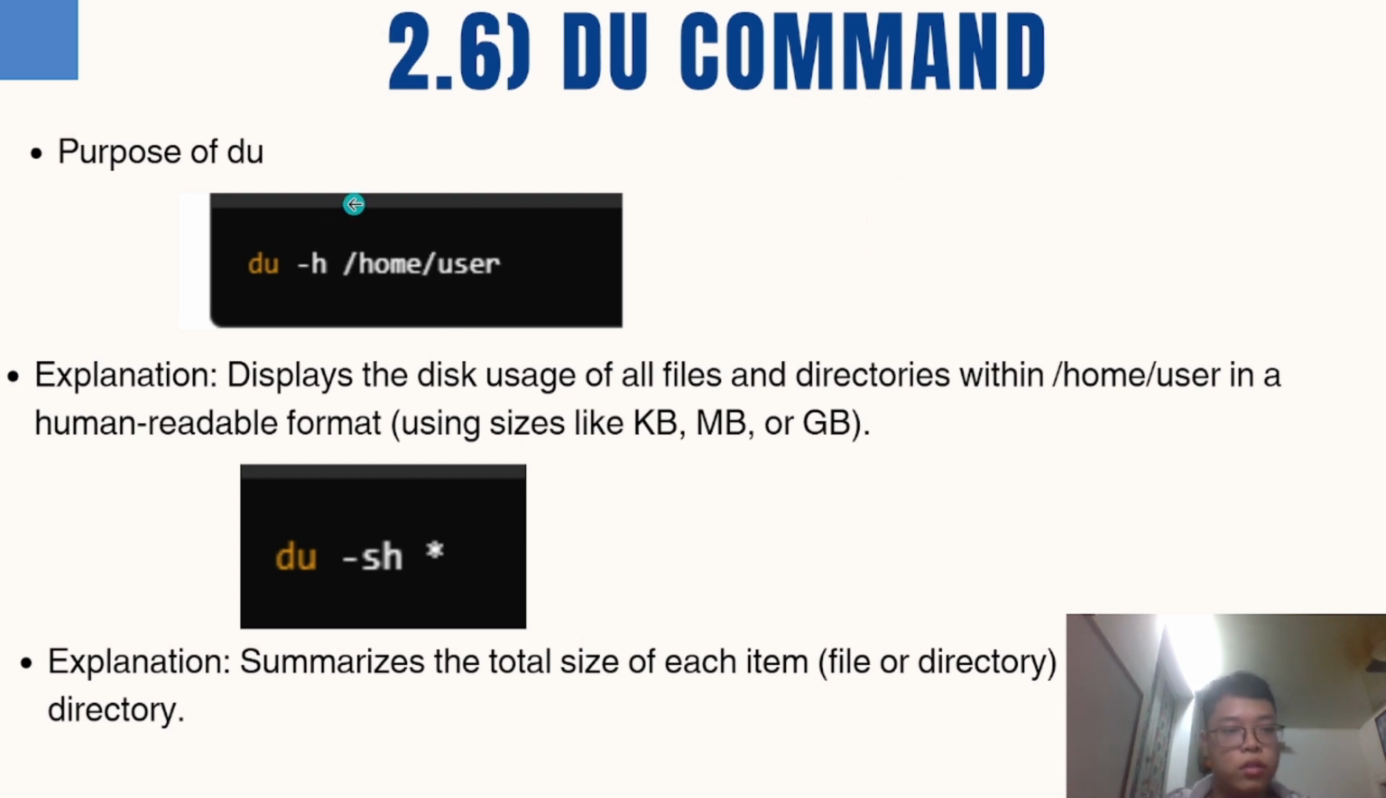Let's skip this one, or you can see the du -h /home/user. This command is used to display the disk usage of all files and directories within home user in a human readable format, using sizes like KB, MB or GB, like kilobyte, megabyte or gigabyte. And in the below command, it will summarize the total size of each item in the current directory. So let's have a demo.